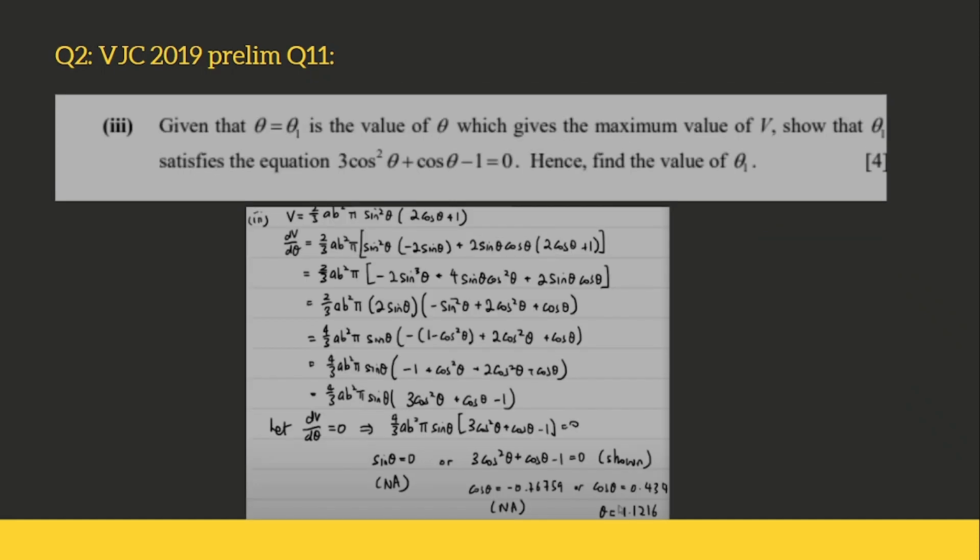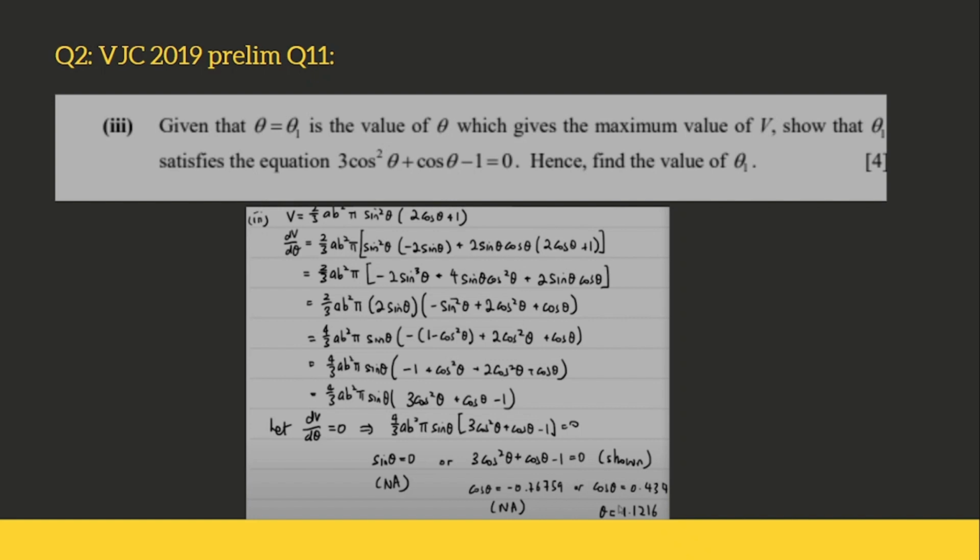Then for part 3, given that theta equals theta 1 is the value of the maximum value of V, show that theta 1 satisfies that equation. So we have a volume there, then we just want to differentiate it. So our 2 over 3 ab squared pi is always a constant. Then inside we will differentiate using our product rule.